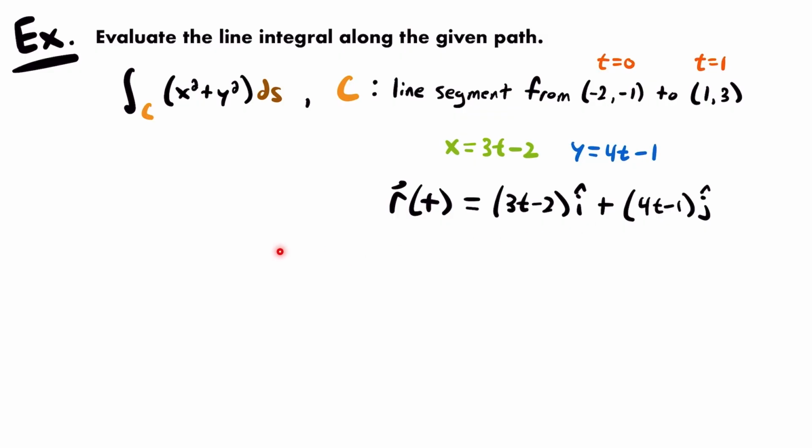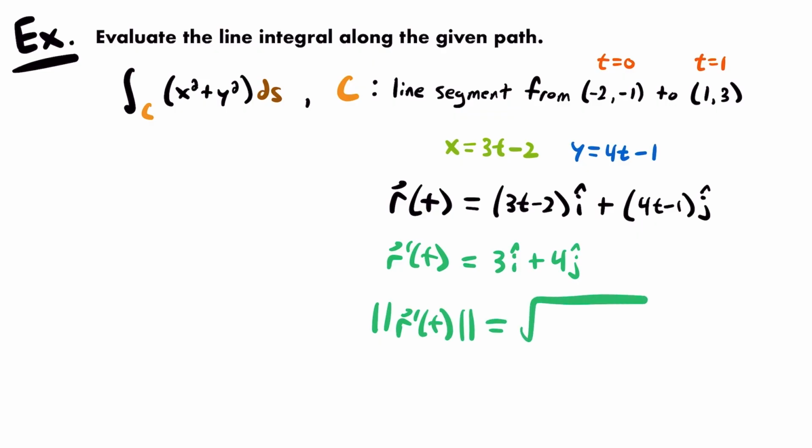But then in order to fully set up this line integral, remember that ds involves the magnitude of the derivative of the vector function. So let's find that. We have to start by taking the derivative of the vector function. That will be equal to 3i plus 4j. And so the magnitude of the derivative of the vector function will be equal to the square root of the sum of those components squared, which should look familiar.